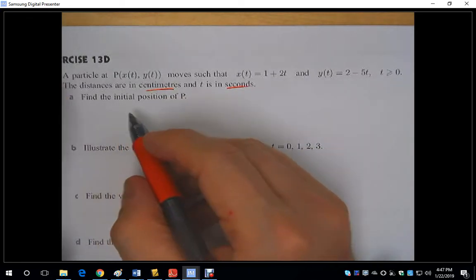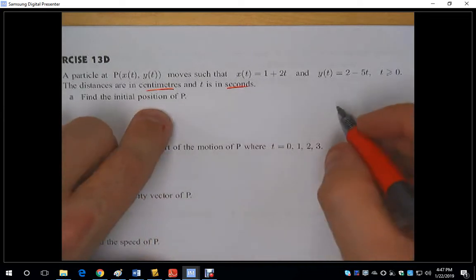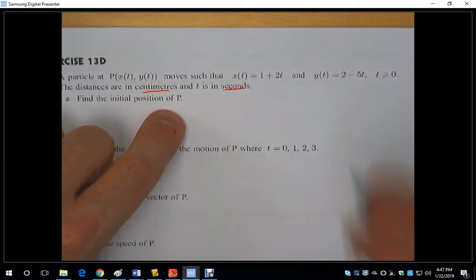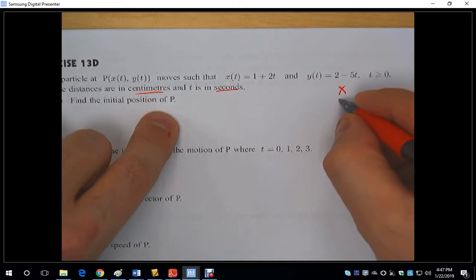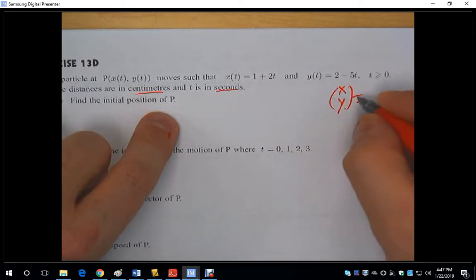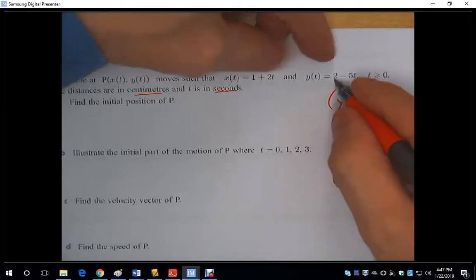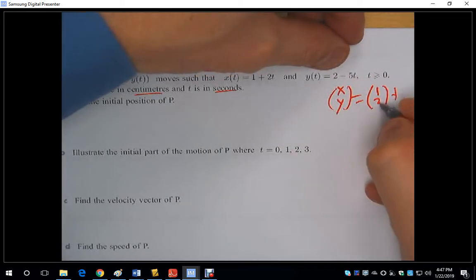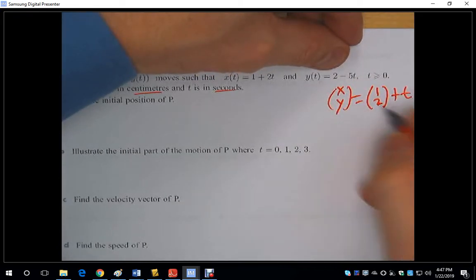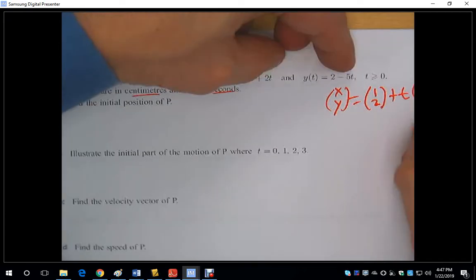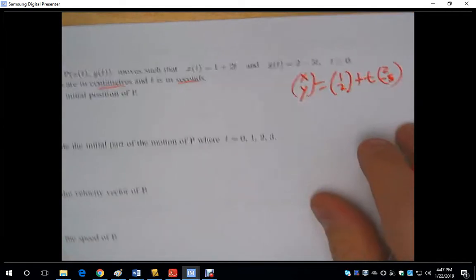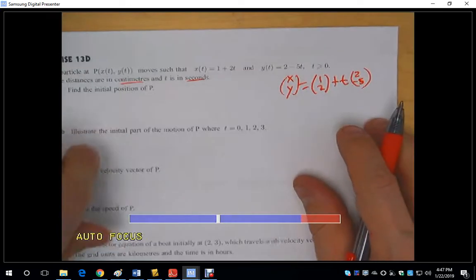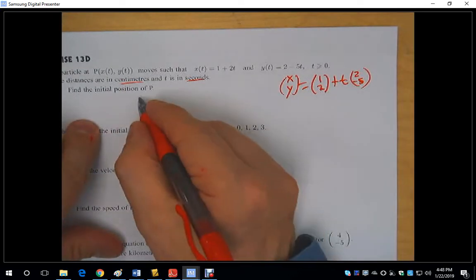So it says find the initial position of P. The first thing I'm going to do is rewrite my parametric equations so that I have a vector equation. So I have (1, 2) plus t times (2, -5). So then what's my initial position? My initial position is going to be at (1, 2).